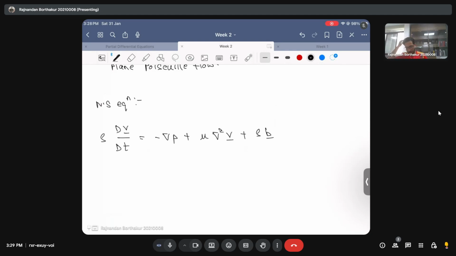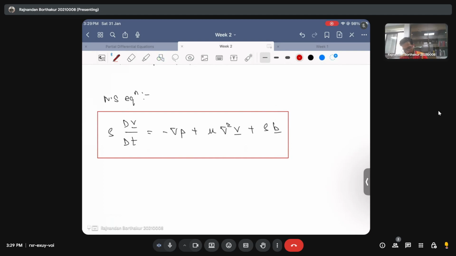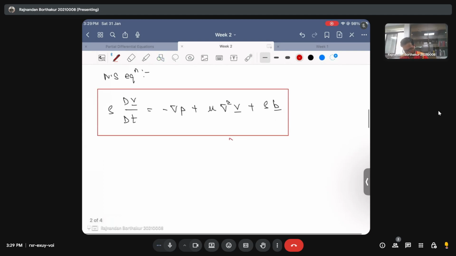As you must have derived this already, this is typically the Navier-Stokes equation, but you have written this for an incompressible fluid.